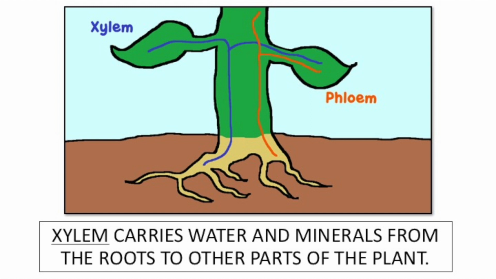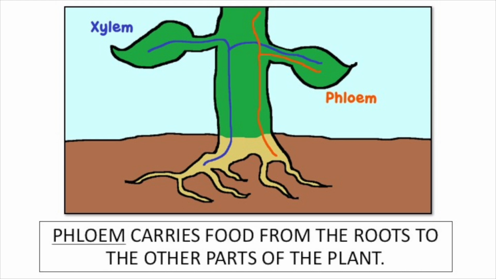And you can see in our picture here, you see the blue line? This is the xylem. What the xylem does is it takes the water and the minerals from the roots and transports it all to the other parts of the plant. But notice the red line too. Phloem. Yes. The red line is something called phloem.